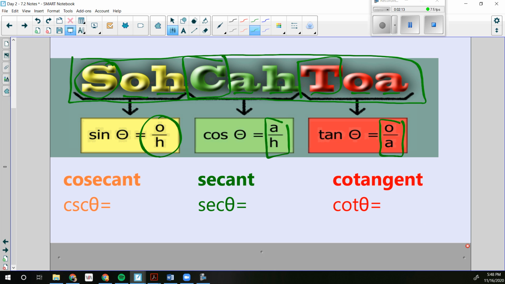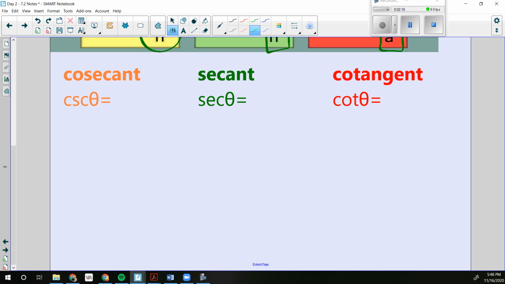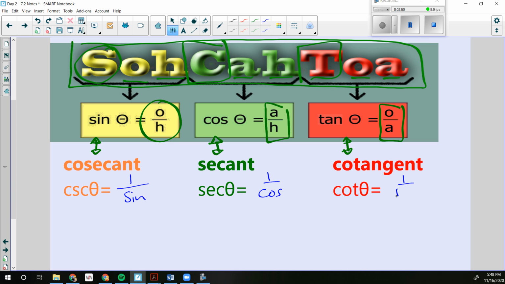All right, if I scroll down a little bit on this page, you can see we have three other trig functions. We have cosecant, secant, and cotangent. And they're written in this order because cosecant goes hand in hand with sine. Secant sort of goes with cosine, and cotangent, of course, goes with tangent. If I switch colors, the way that I learned this is 1 over sine for cosecant. Secant is 1 over cosine, and cotangent is 1 over tangent.